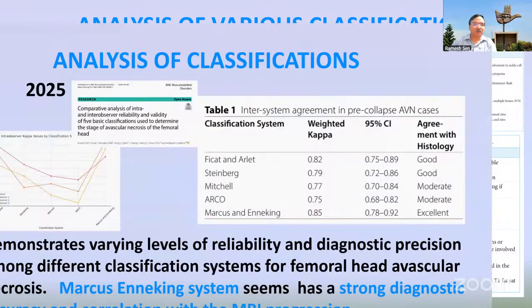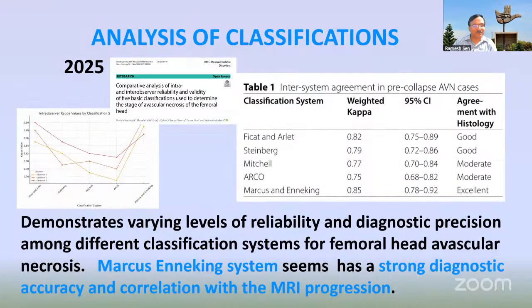Now, what we are looking at is the latest one, where they compared the Ficat, the Steinberg, the Mitchell, the ARCO, and Marcus classifications. Incidentally, most of us are not using Marcus. We have been using ARCO. All the radiologists use Mitchell. We were using Steinberg or Ficat earlier, mostly.